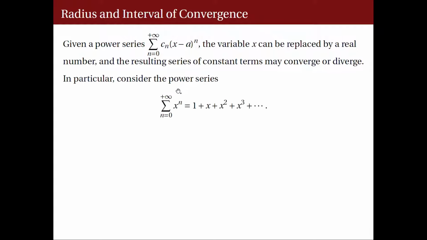For example, if we consider the power series sum of x raised to n, n equals 0 to positive infinity, which is equal to 1 plus x plus x squared plus x cubed and so on, if we replace x by any real number, this is just a geometric series with first term 1 and common ratio x.